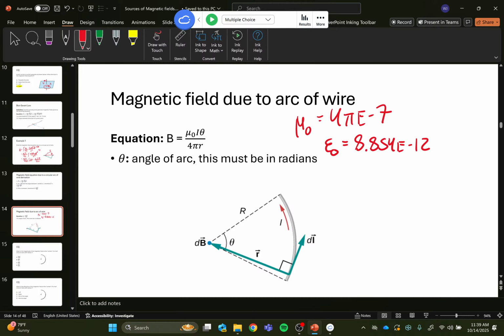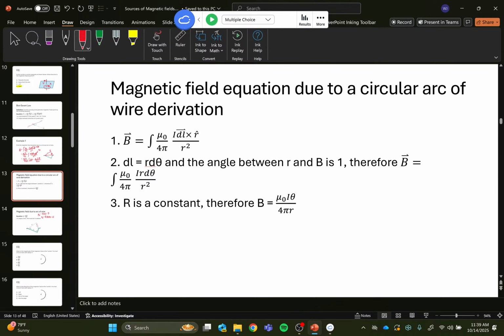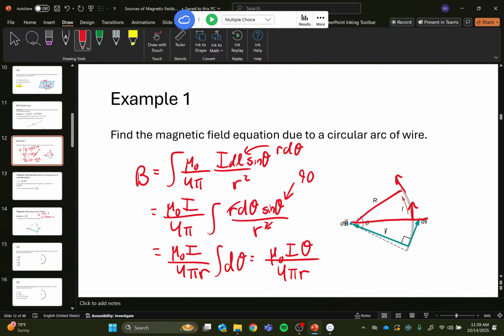Is mu naught only used in this equation? Mu naught will be used in every equation used to find the magnetic field. Because of Biot-Savart's law, it shows up in the law. It's a proportionality constant. Something that's kind of nice is you notice it cancels out with the 4 pi on the bottom here, whatever that's worth.